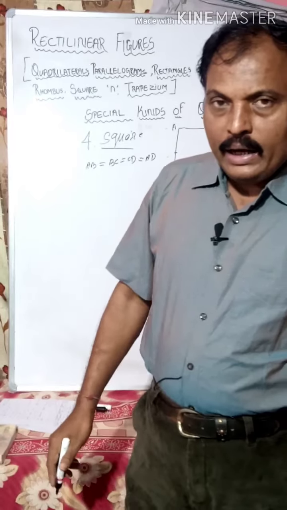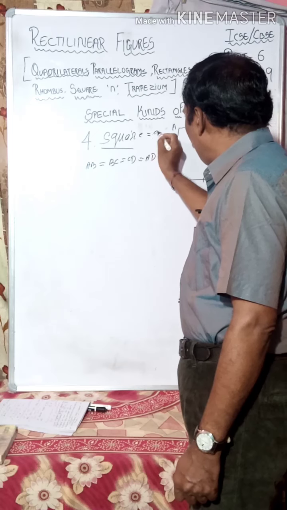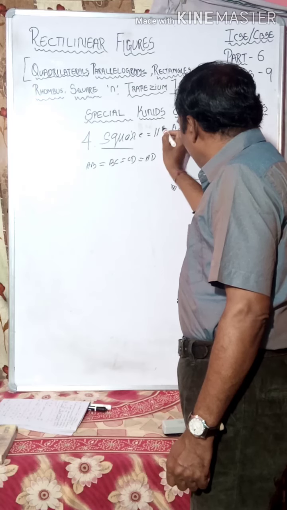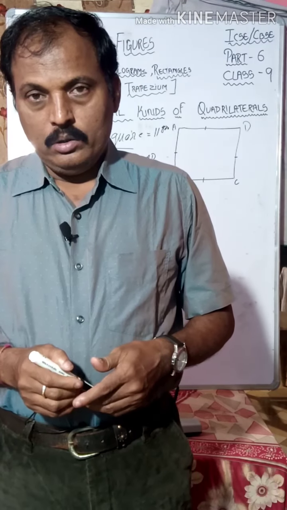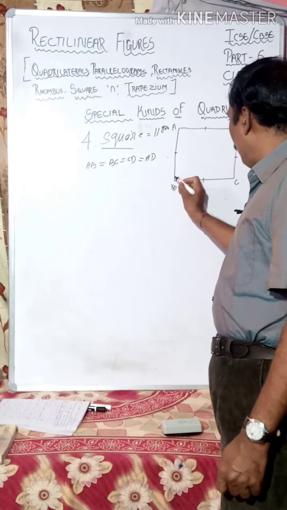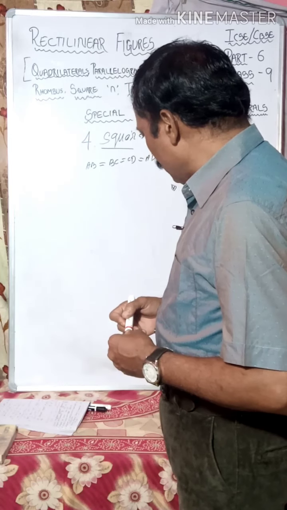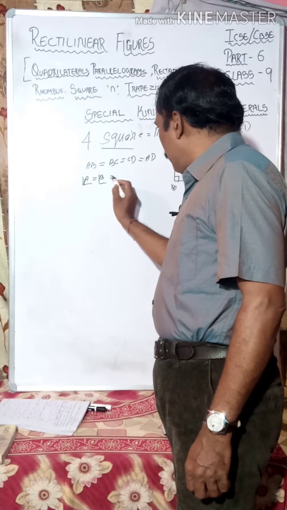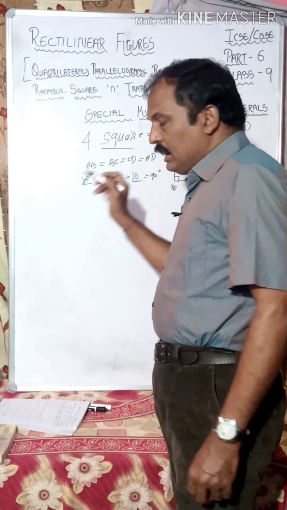So a square is a parallelogram. It is also a parallelogram in which all sides are equal and each angle measures 90 degrees. Every angle is 90 degrees, or one angle will be 90 degrees. That is a square. Angle A is equal to angle B is equal to angle C is equal to angle D, that is equal to 90 degrees. This much is the definition.